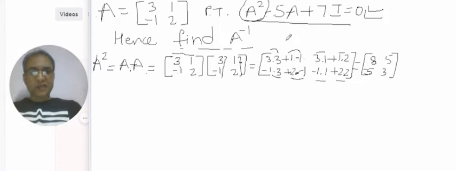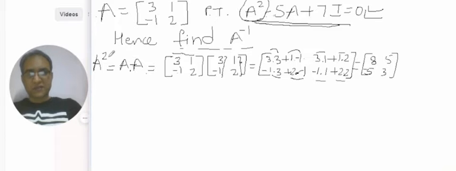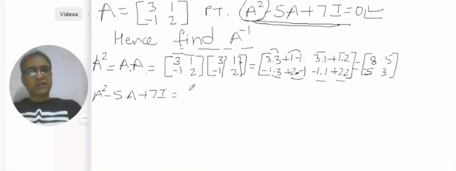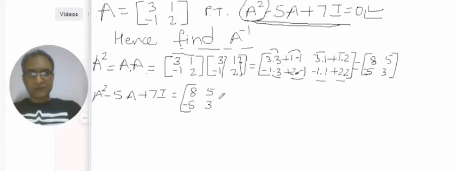Now let us find the value of this equation. The equation was A square minus 5A plus 7I. We have to prove that it is equal to 0. So let us find its value. A square minus 5A plus 7I. The value of A square we have just calculated. It's [8, 5; -5, 3]. This is A square.